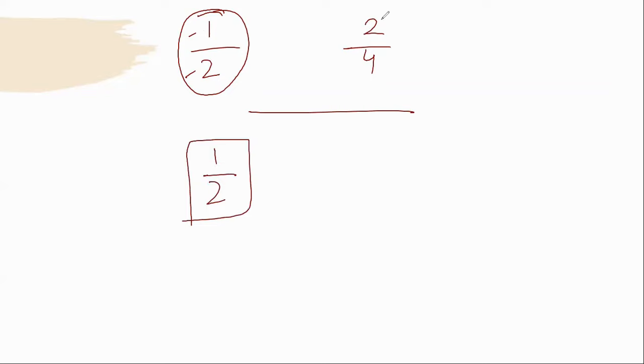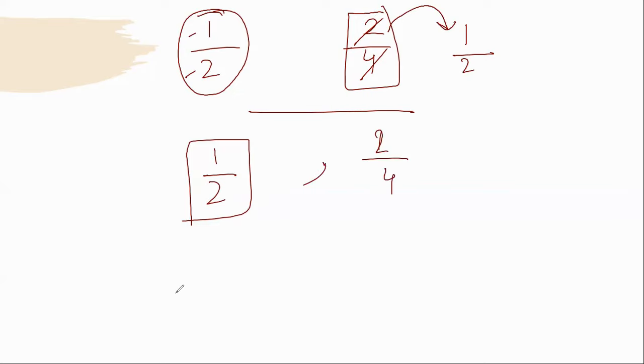Now let's talk about 2 over 4. We know that 2 and 4 are both divisible by 2. So 2 times 1 is 2 and 2 times 2 is 4. So this fraction after simplification gives you the same fraction as the first one. So 1 over 2 and 2 over 4 are both equivalent fractions.